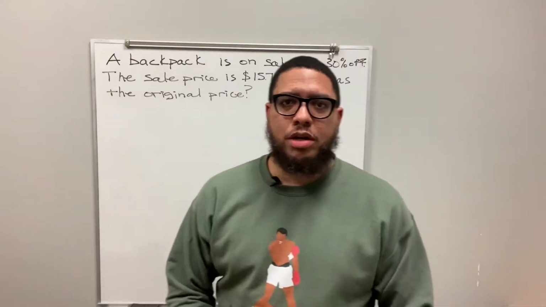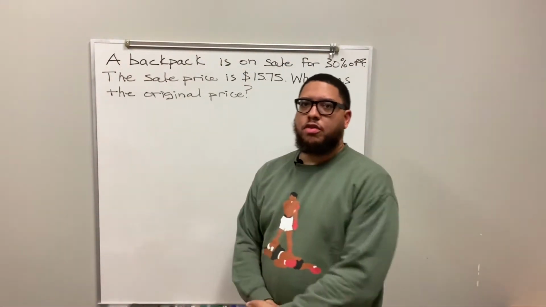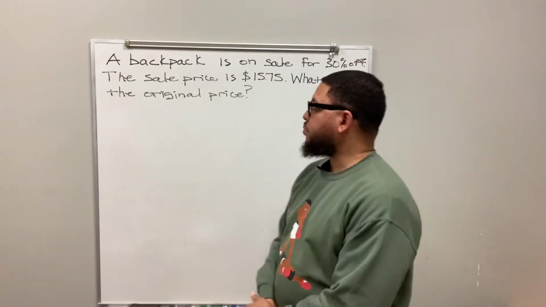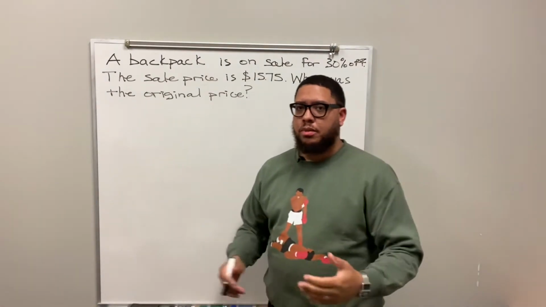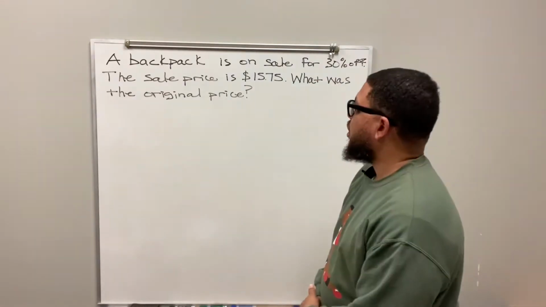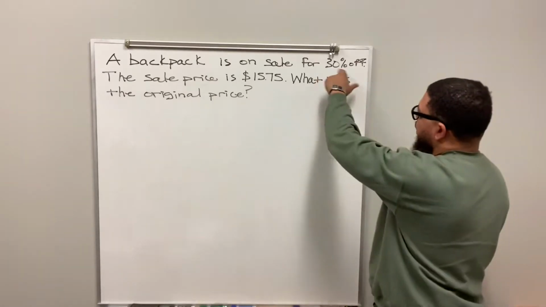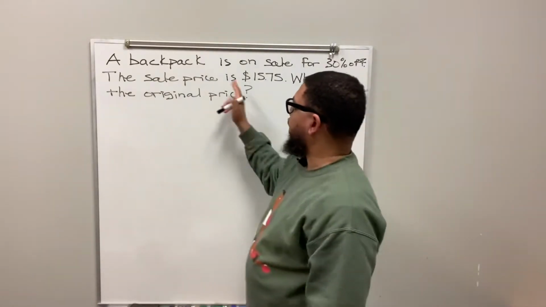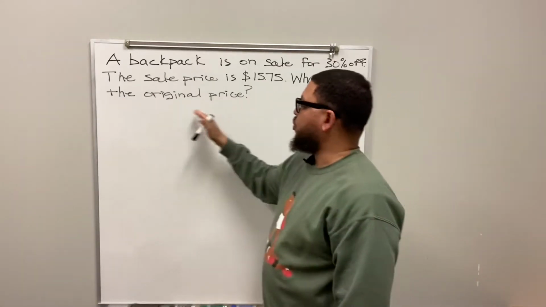This is Professor Parker, and today we're going to do a problem involving calculating percentages. So here we have a short word problem. It's kind of brief, right? Let's read it, get an understanding of it, and then jump into it. It says a backpack is on sale for 30% off. All right, 30% off. The sale price is $15.75. What was the original price?